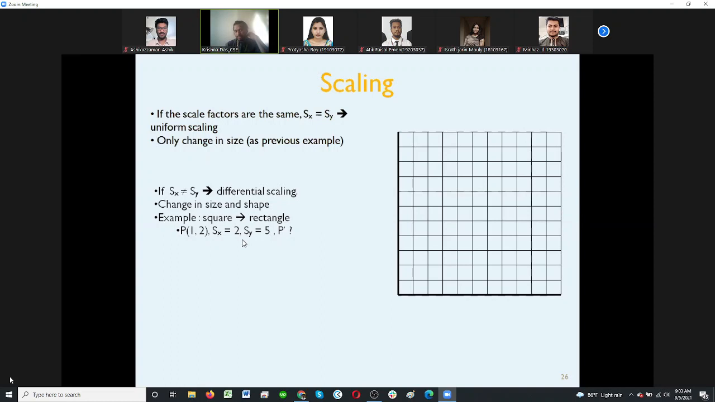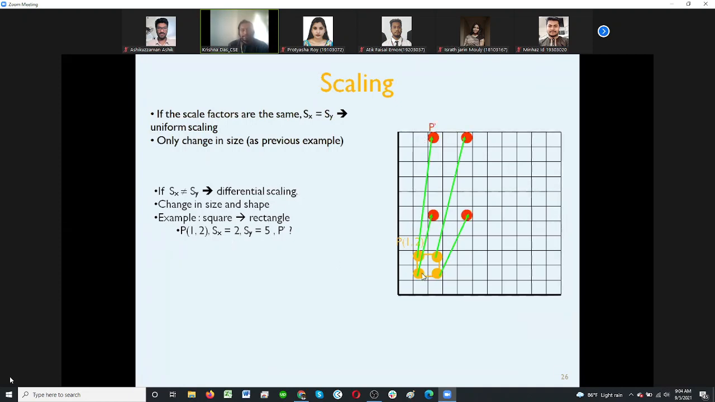Say, for example, a point which is 1 and 2, and then we apply s of x is 2 and s of y is 5. Then where does it go? P x is 1, so 1 into 2 is 2, the x coordinate is 2, and 2 into 5 is 10, so 2, 10 is my new position. So 1, 2 goes to 2, 10, somewhere in here is the new position, that P prime that we get.